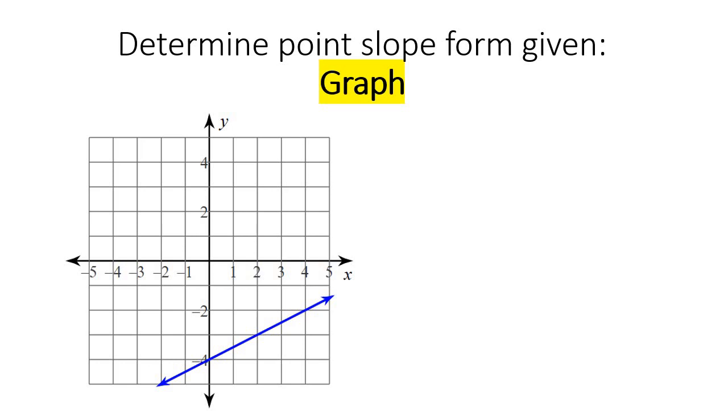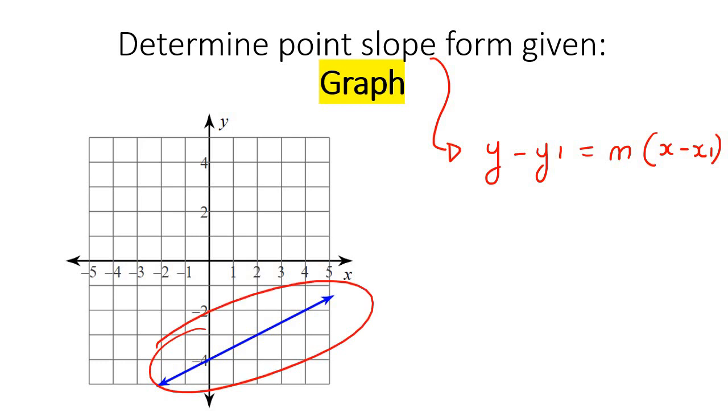In this lesson, we are going to learn how to determine the point-slope form, which is a type of equation that we've been learning about recently, which has the equation y take away y1 equals the slope, and then brackets, x take away x1. But in this lesson, we're going to learn how to do it when they give you a graph.